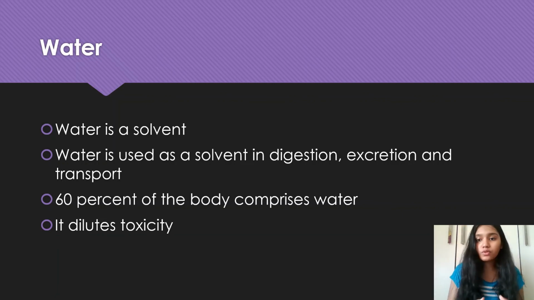Water also forms part of the plasma. Water is used in the kidneys. Water is reabsorbed. There are so many functions of water, but the main primary thing you need to know is solvent, and then digestion, excretion, and transport.